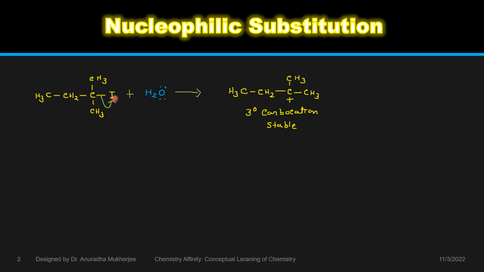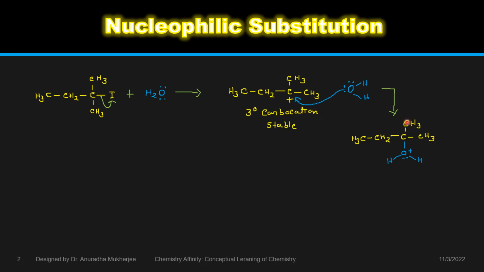Now this carbon iodine bond will break and a positively charged carbon will be generated, which is called a carbocation. So here the carbocation is acting as an electrophile. Now the nucleophile water will attack the electrophilic carbon center. Here the nucleophilic center is oxygen. So the attack will occur via oxygen to the positively charged carbon.